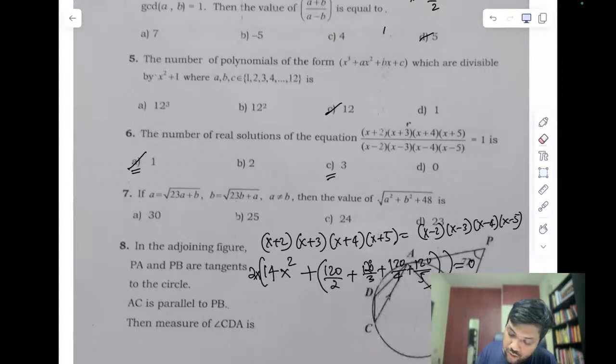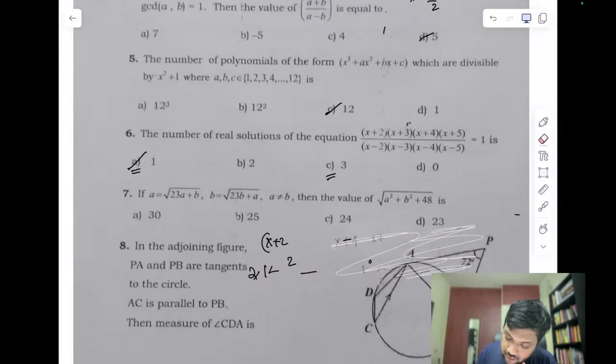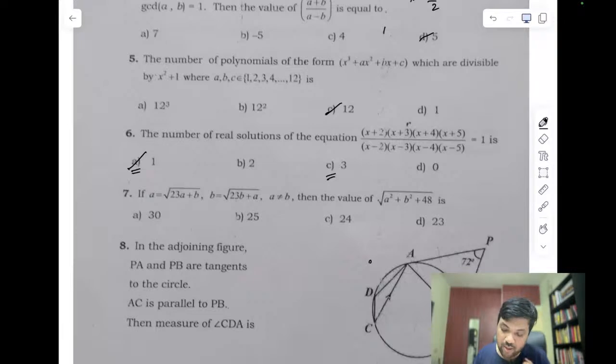All right. So you don't even have to solve the full thing. You can just quickly note that without solving the full thing, it will be of the form some x square plus some. Yeah, the answer is 1. If a is root 23a plus b, b is root 23b plus a, a is not b, then what is the value of the square root of a square plus b square plus 48? So a square is 23a plus b, and b square is 23b plus a. I guess you can add the two equations or something and complete the square.